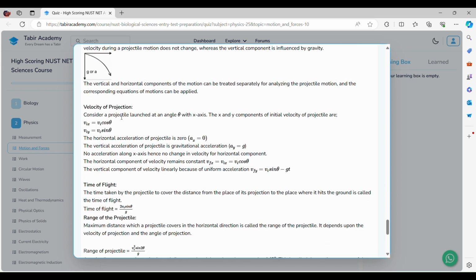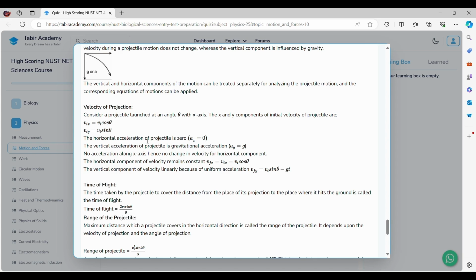Velocity of projection. Consider a projectile launched at an angle theta with the x-axis. The x and y components of the initial velocity of the projectile are Vix equals Vi, which is your initial velocity, multiplied by cos theta, and Viy is equal to your initial velocity multiplied by sin theta.